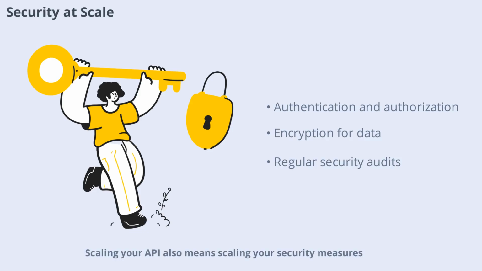Scaling your API also means scaling your security measures. As you add more servers and endpoints, the attack surface grows. Implementing authentication, authorization, encryption, and regular security audits is essential. Tools like OAuth, JWT, and HTTPS help protect your API and user data. Security should be integrated into every layer of your API infrastructure to prevent breaches and maintain trust.